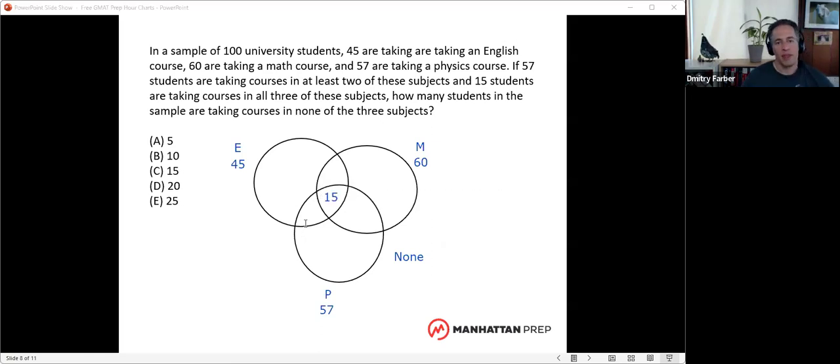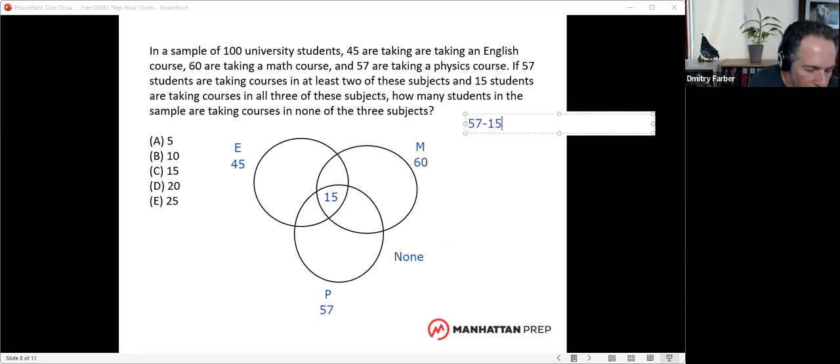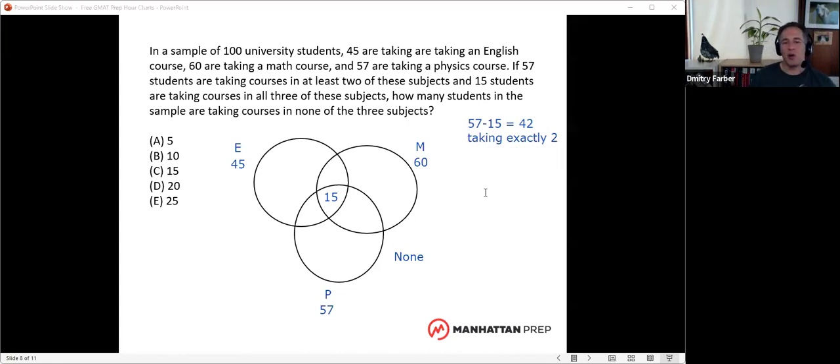So this is 15. Now, they'll often mess with us around that realm of 2 where it gets confusing, partly just harder to word. So here it says 57 students are taking courses in at least 2 of the subjects. So I have to say, wait, at least 2 of the subjects? That means they could be taking 2 or they could be taking all 3. But I know how many people are taking all 3. So I'd say, okay, 57 minus that 15 equals 42 taking just 2, taking exactly 2. But even there, I don't know which they are, right? It could be like there's 2 people here and 20 people there and 20 people there.